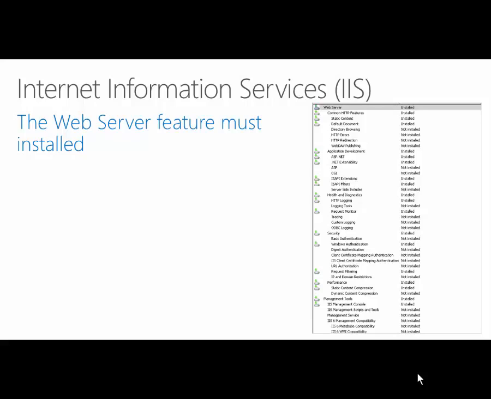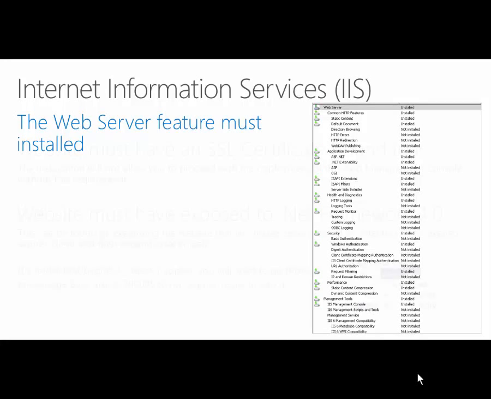Now, on the right, you're going to see all of the components that have to be installed for the web server feature. Typically, on my own installs, what I find is the only one of these that's not deployed is Windows Authentication, and that one would be it. Depending on your operating system, it may be a little bit different, so you'll want to ensure that the ones that are listed on the right are installed.